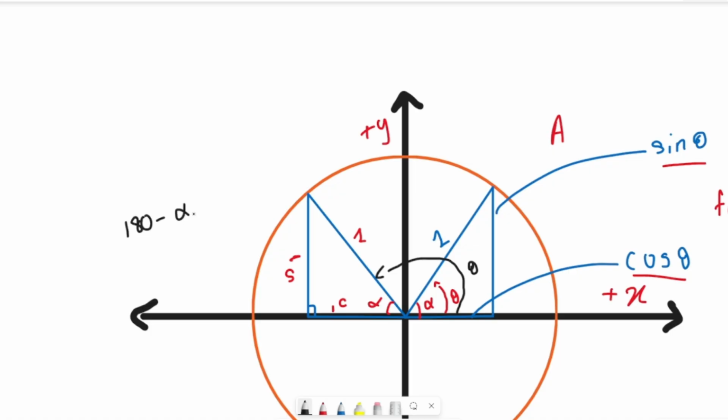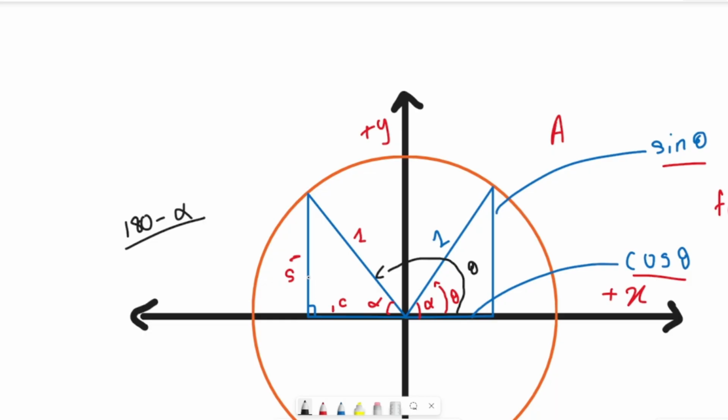And the reason for this is because this whole length is 180 degrees, right? So if I subtract alpha from this, then I'm going to get this angle that I marked theta. So 180 minus alpha is how I get the angle for the second quadrant.